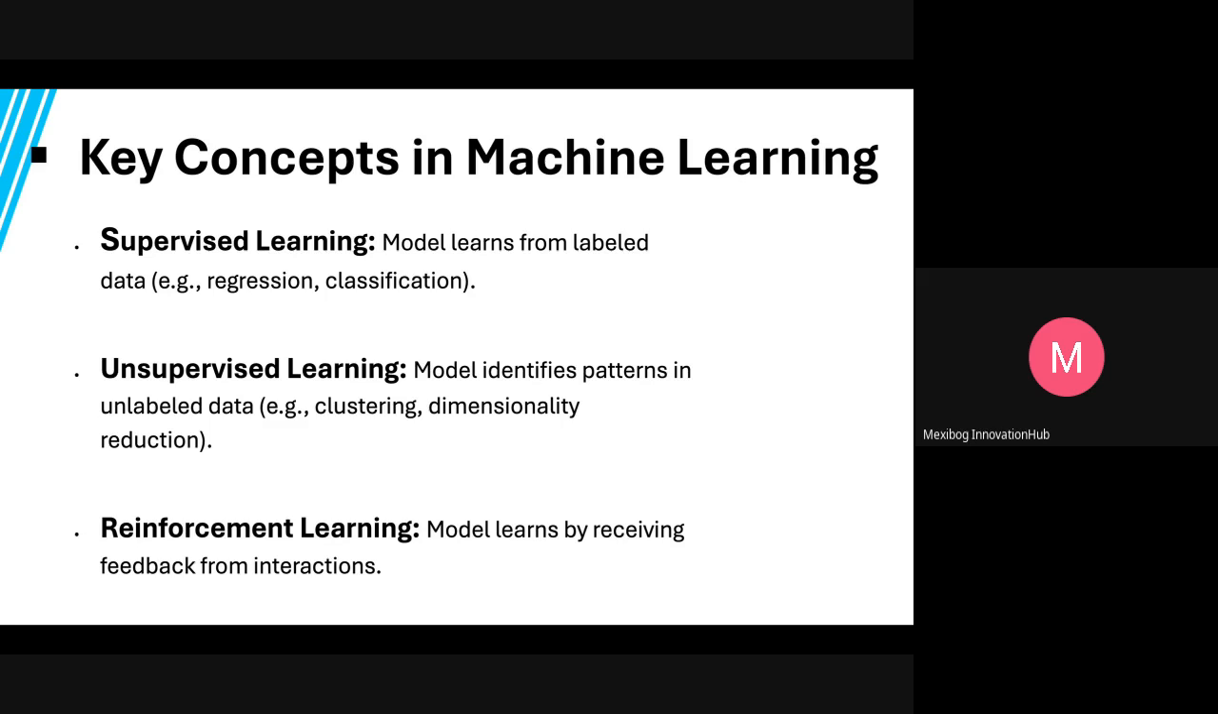So supervised learning involves the model learning from labeled data. We have techniques such as regression and classification. Then for unsupervised learning, the model learns from unlabeled data. Examples are clustering and dimensionality reduction. We'll come to that, this is just an introduction. Then reinforcement learning: the model learns by receiving feedback from interactions with data.